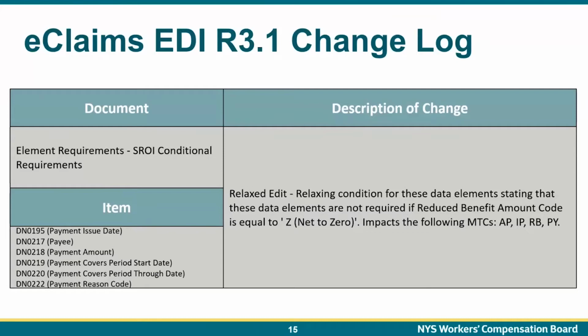So within the rules of the IAIABC rules, we are going to make sure that we don't require a payment segment data element. So that's what this relaxed condition does. So we are relaxing the payment segment data elements on the AP, IP, RB, and PY when the reduced benefit amount code is Z net to zero. And this is summarized in our eClaims change log number 48.